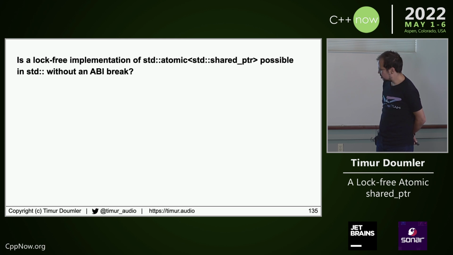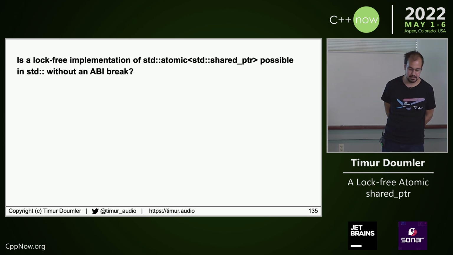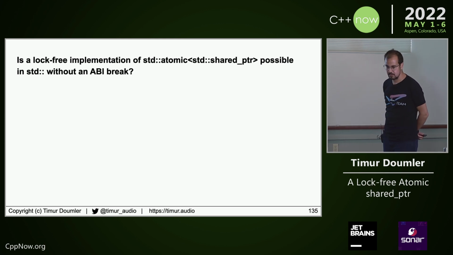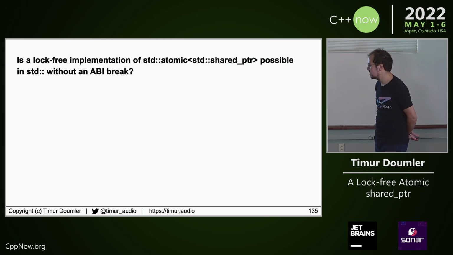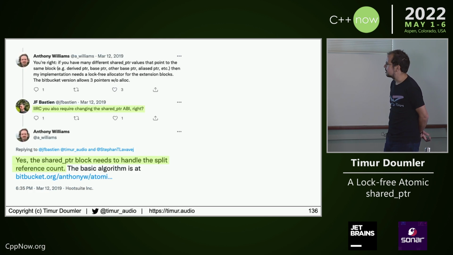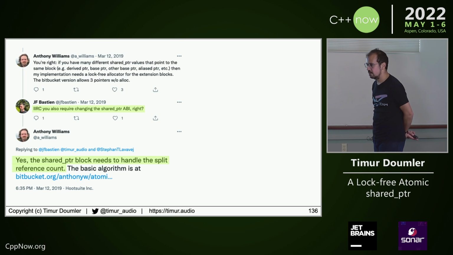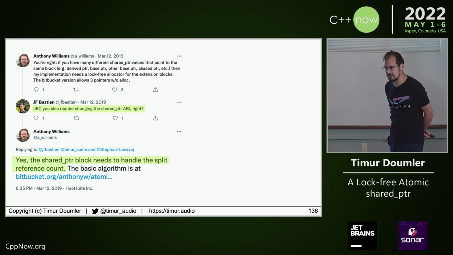But of course, the real question is: is a lock-free implementation of std atomic shared pointer possible in std without an ABI break, so that standard libraries can actually do this? I guess for Microsoft and GCC, it's too late because they already have their not lock-free implementations. Maybe it's not too late for Clang. So the question is, is it possible without breaking the ABI on std shared pointer itself, which we definitely don't want to do?